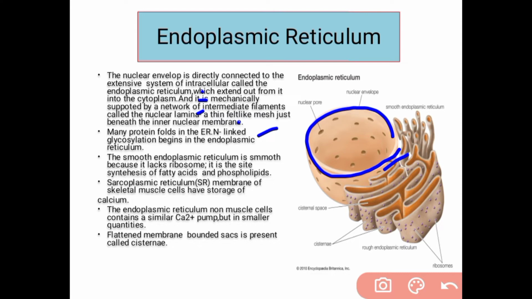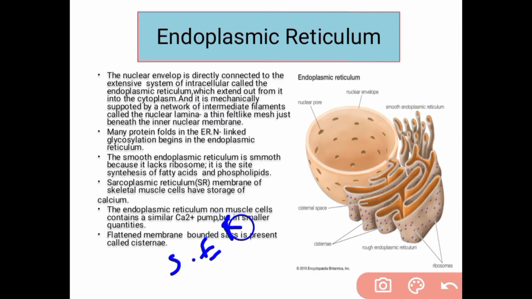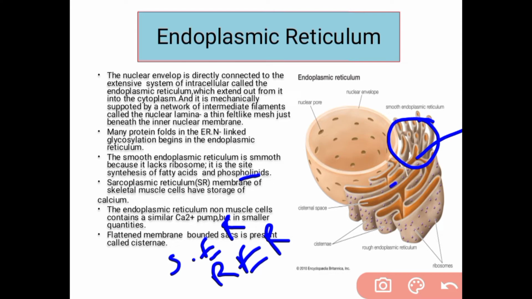The endoplasmic reticulum is of two types. One is smooth endoplasmic reticulum and the other is rough endoplasmic reticulum. This is the smooth endoplasmic reticulum, where the membrane is smooth and ribosomes are absent, and it is involved in the synthesis of fatty acids and phospholipids. The sarcoplasmic reticulum membrane of skeletal muscle cells stores calcium. The other is the rough endoplasmic reticulum.